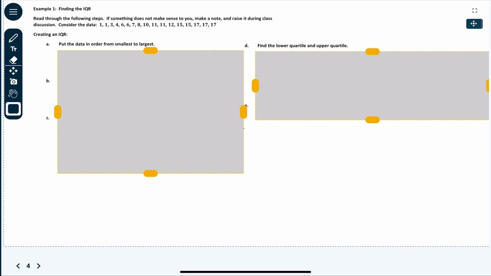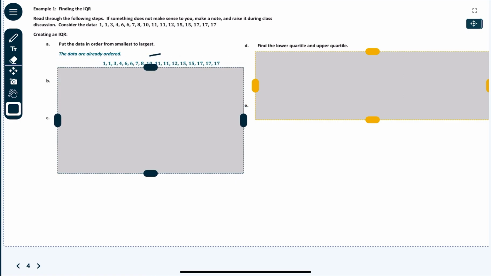Okay. Now it says, example 1, finding the IQR. Read through the following steps. If something does not make sense to you, make a note and raise it during class discussion. Consider the data. There it is. Creating an IQR. We're going to put the data, first of all, in order from smallest to largest. Now, it looks like it is already in smallest to largest here. So we don't have to worry about that.